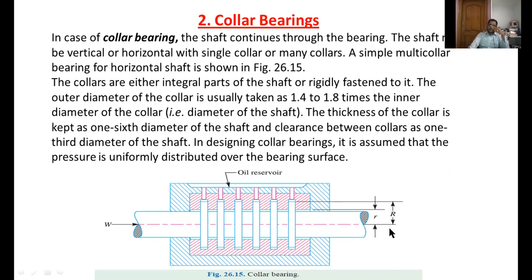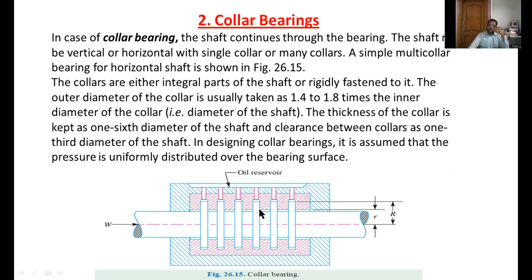Here the thickness of the collar is kept as 1/6 of the diameter of the shaft. This is the collar, and this is the thickness of the collar. From here to here is the diameter of the collar. We consider the thickness of the collar as 1/6 part of the diameter of the shaft, and the clearance between the collars as 1/3 of the diameter of the shaft. This is the clearance.